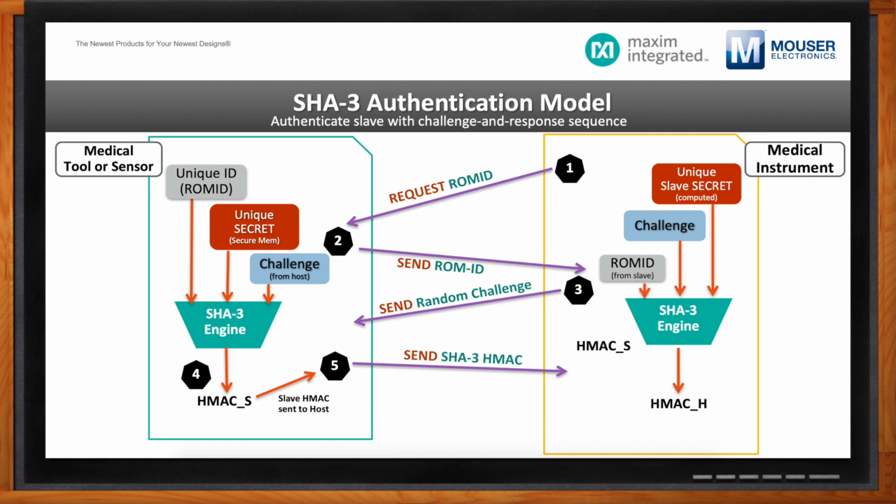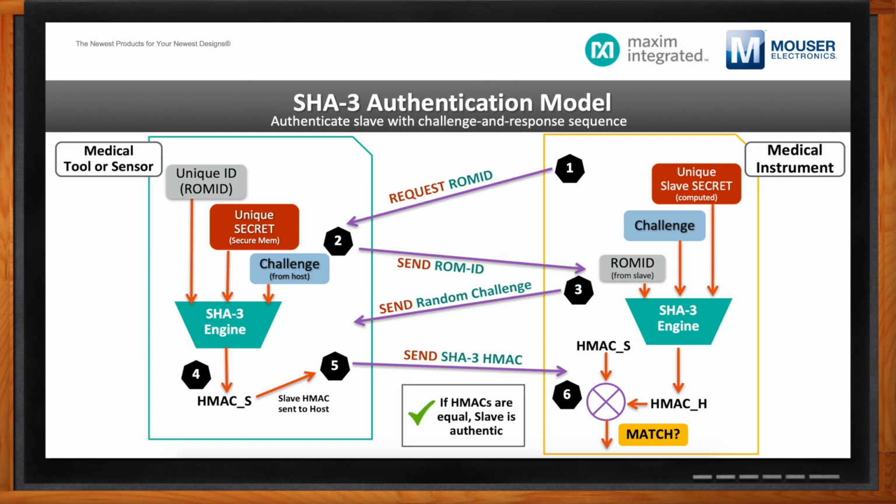The medical instrument side has all these same components securely, right? None of the secrets have been communicated throughout these transactions, which is very important. But it knows the unique slave secret. It computed it. It knows the challenge. It generated it. It read the ROM ID from the part. So now the medical instrument will do the same math, compute its host side HMAC, and compare it to what it received from the slave. If there's a match, it knows it's talking to a genuine slave, and we can move on.